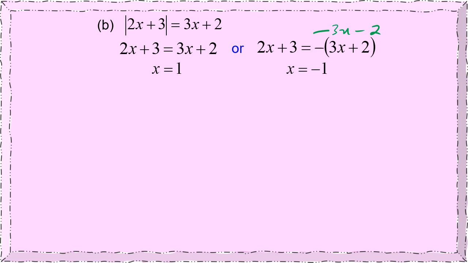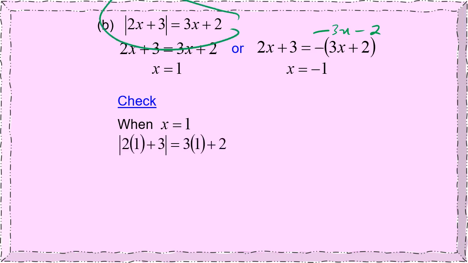As in question A, we need to check. Okay, put x equal to 1 into the question. So the left hand side is absolute of 2 multiplied by 1 plus 3, equal to 3 multiplied by 1 plus 2. So we get 5 on the left hand side and 5 also on the right hand side.